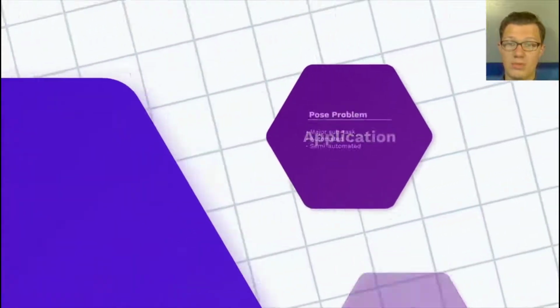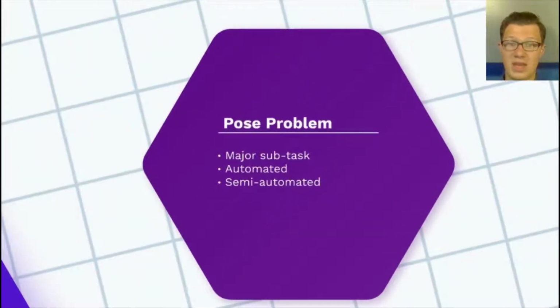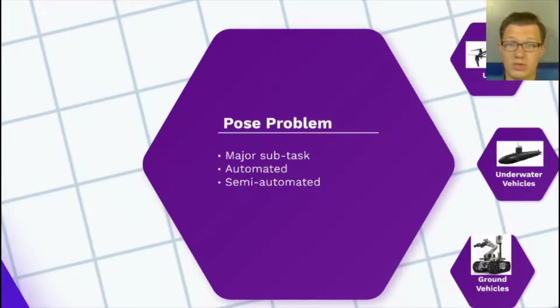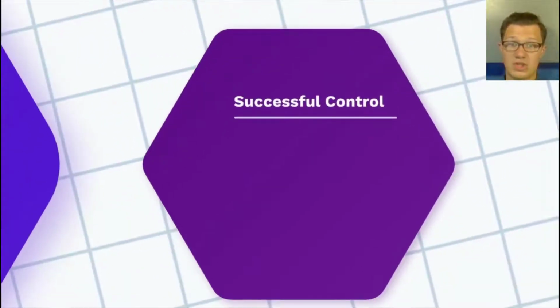The pose problem is considered to be a major subtask in a majority of robotics applications, in particular, automated and semi-automated applications. We can see it heavily in unmanned aerial vehicles, underwater vehicles, as well as ground vehicles, and many other applications. Our objective with this application is to end with a successful control process. However, the successful control process relies on the true value of pose.